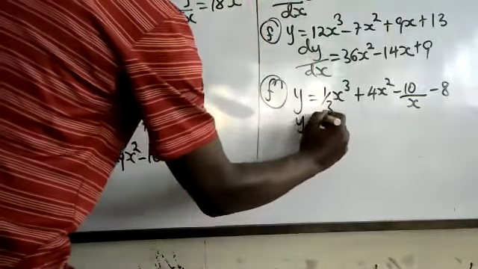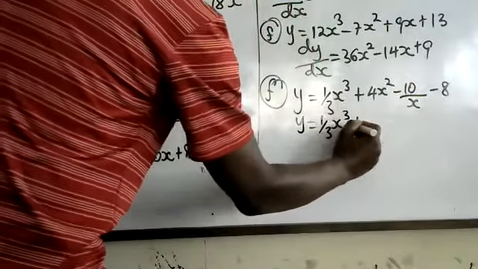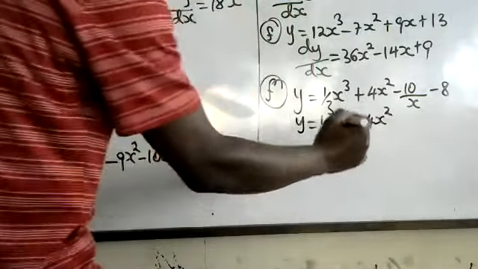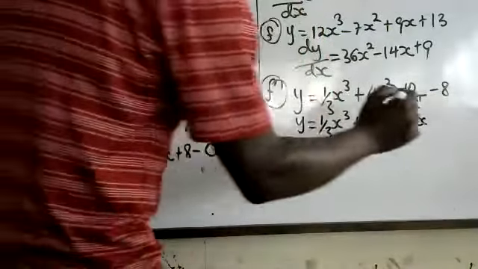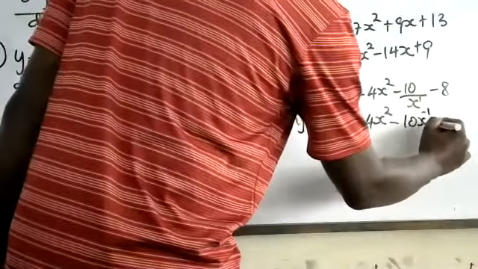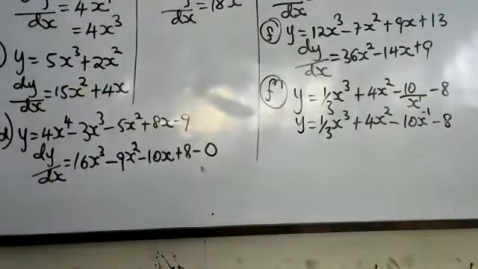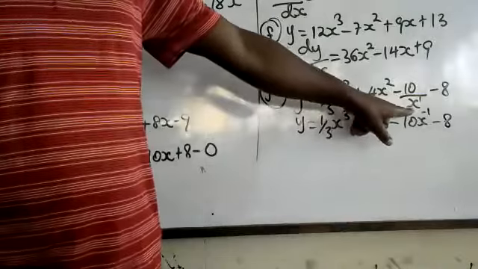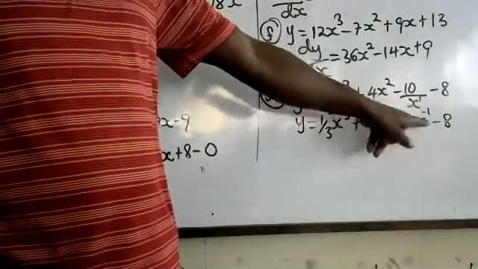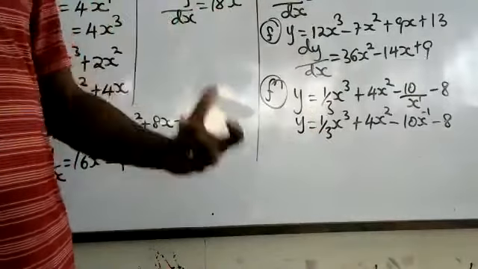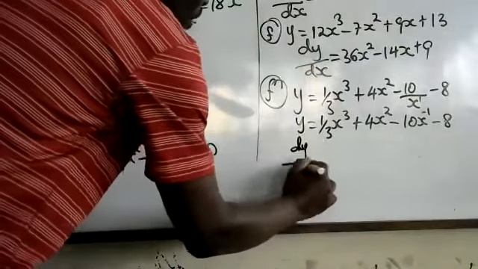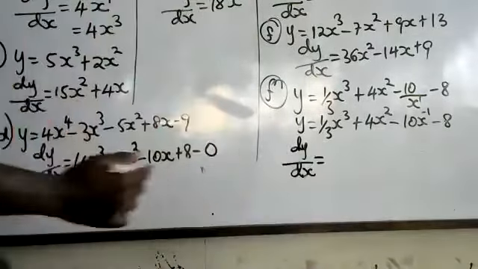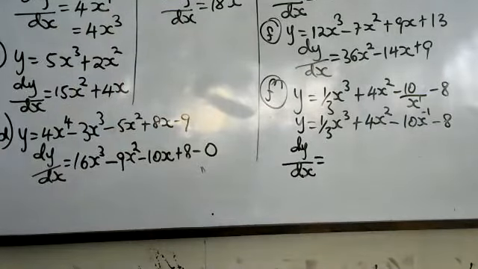So this is the same as y equal to 1 over 3 x cubed plus 4x squared minus 10x. Remember it was x power 1. So it is going to be 10x power negative 1 minus 8. So it can be written as this. This x power 1 will go up now to x power negative 1, and then you can now apply the rule of differentiation to find your dy over dx, which will be. Just a minute, sorry.